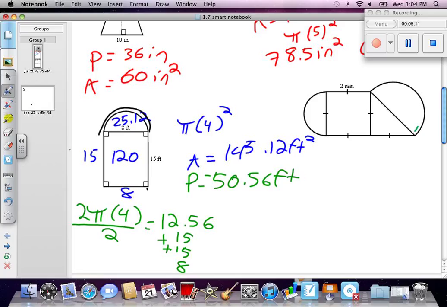You guys ready for D? Eric? Don't we still have to find the perimeter of the rectangle? Well, I did when I added 15, 15, and 8 to it. Oh, I see.